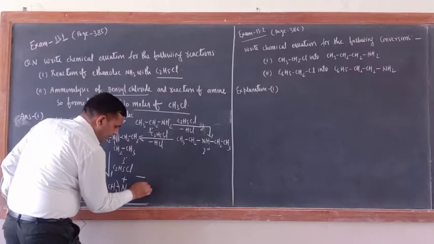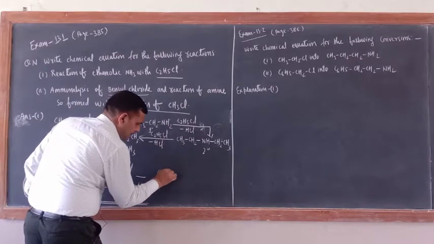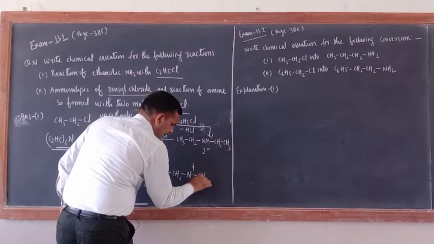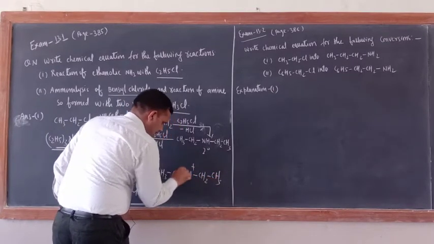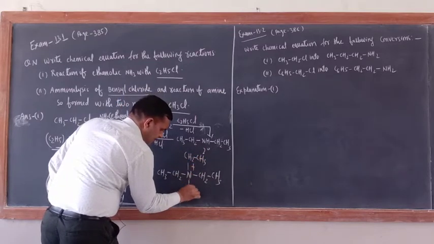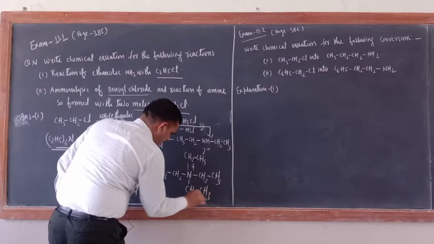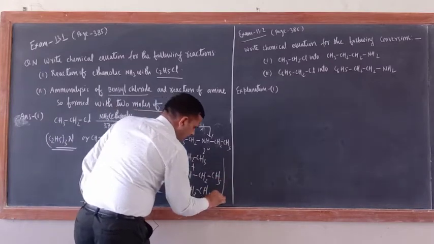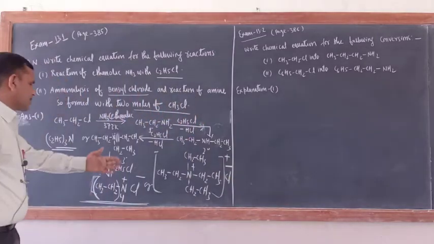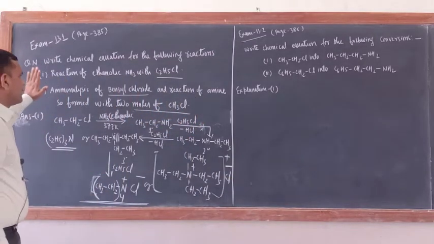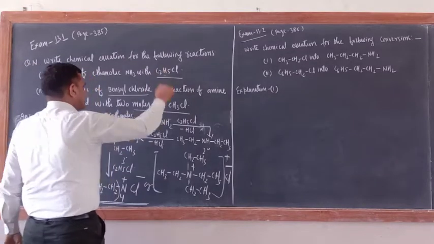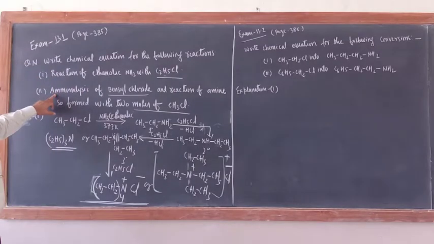If you want to write it in this way, then also no problem. CH3CH2, positive sign, this side also CH2CH3, this side also CH2CH3, here also CH2CH3. Now bracket close, positive sign, and here Cl negative. So this is the quaternary ammonium salt you have got. When will you get this one? When you take this one in excess quantity. Now here what is there?